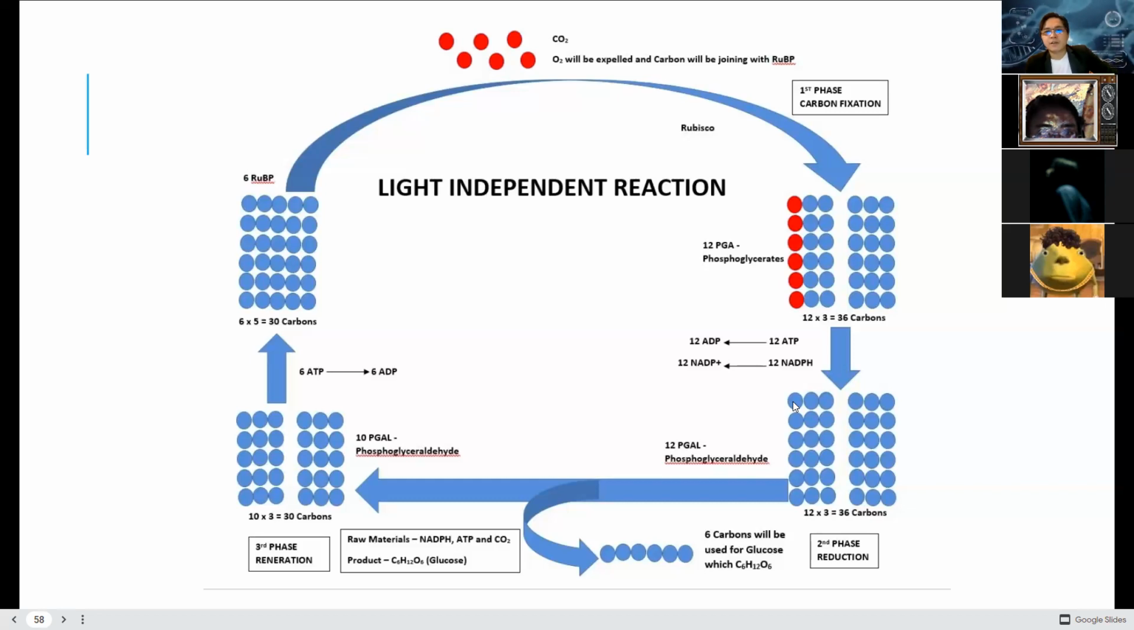As you can see, this is the simplest version of all the illustrations that I have been creating. That is why I'm using this one. Again, the 3 phases of light independent reactions. We have carbon fixation with the help of the enzyme Rubisco. We have reduction, the second phase, and the third phase is regeneration, the rearrangement of carbon molecules to create RuBPs.